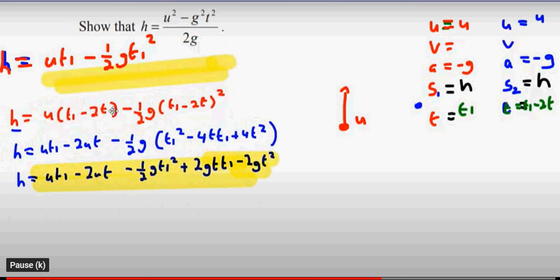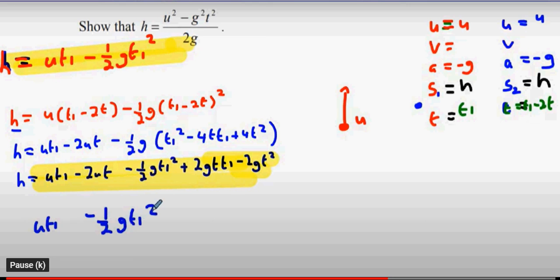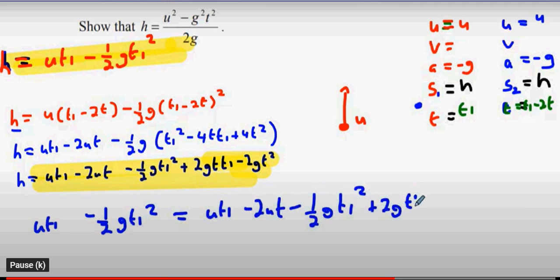So if we pause here, the two yellow equations have to be the same because the height of the red particle, the displacement of the red particle, equals the displacement of the blue particle upon collision. So what basically happens next is that ut1 minus a half g t1 squared equals the other equation. The two yellow equations equal each other. What should happen is they both cancel. A lot of stuff cancels on both sides.